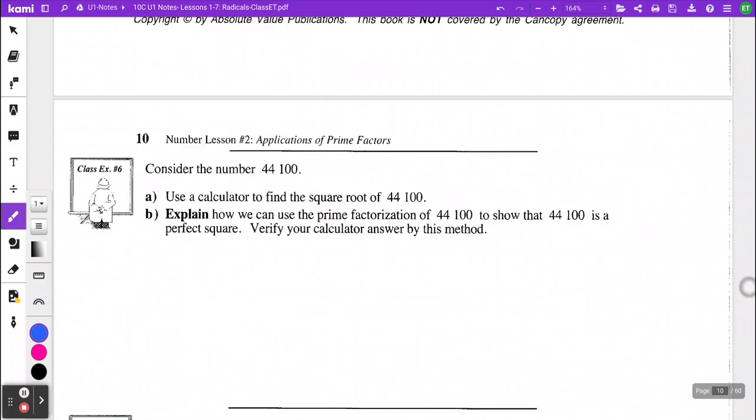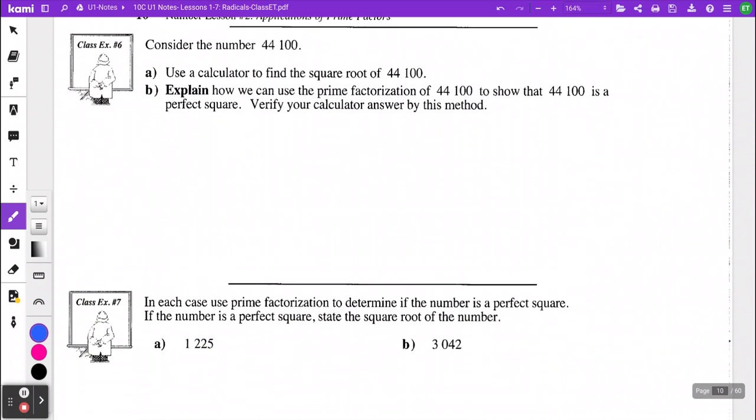So let's take a look at the next question. Here is a huge number on the next page, a really big number. It says, use the calculator to find the square root of this guy. Well, if we use it on our calculator, we're going to get the number 210. Now we want to find prime factorization. So, if it is a perfect square, that means all the factors must be in pairs. So I'm just going to write a note here.